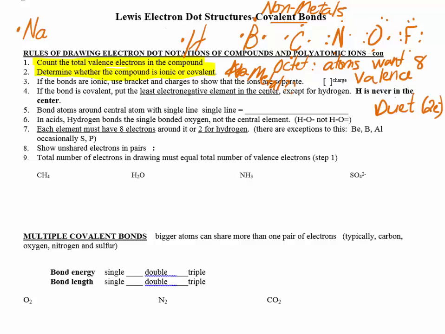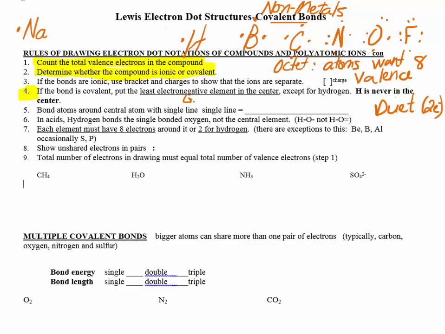That's what you ask yourself. Remember that. Is it a metal? If it's ionic, that's when we use the brackets. That's what you were tested on. This is going to be our focus now. What if it's covalent? The least electronegative needs to go in the middle.